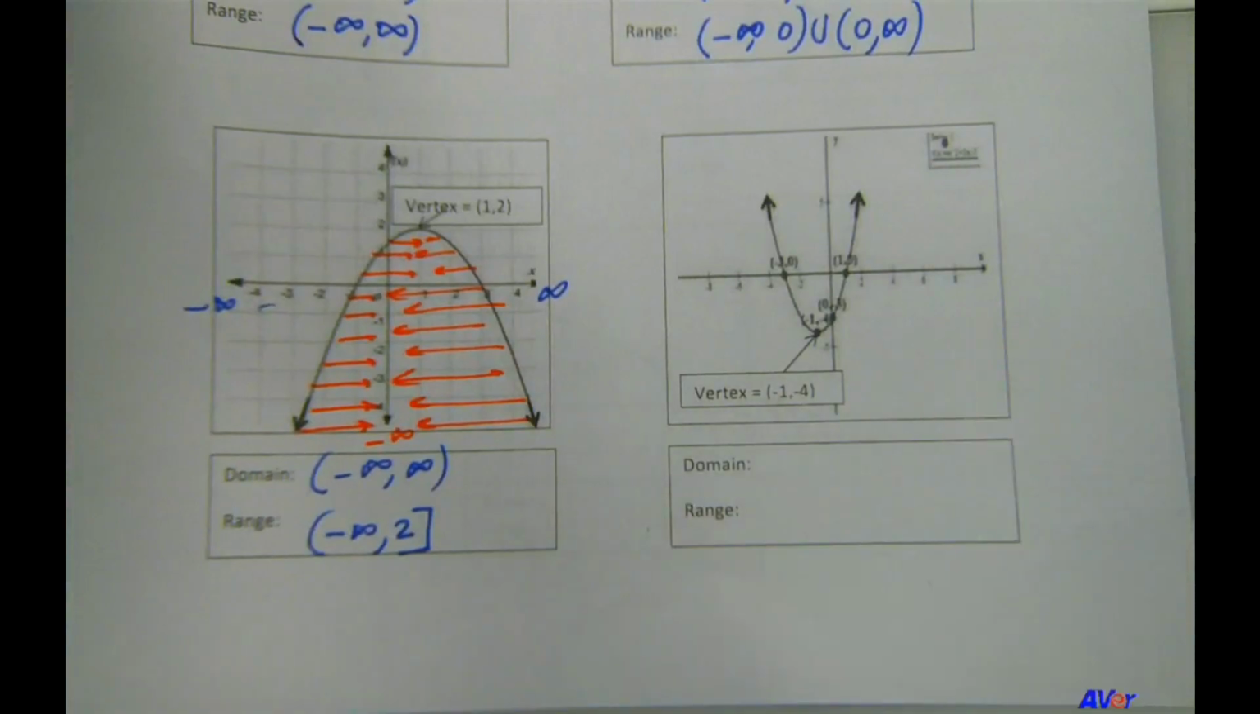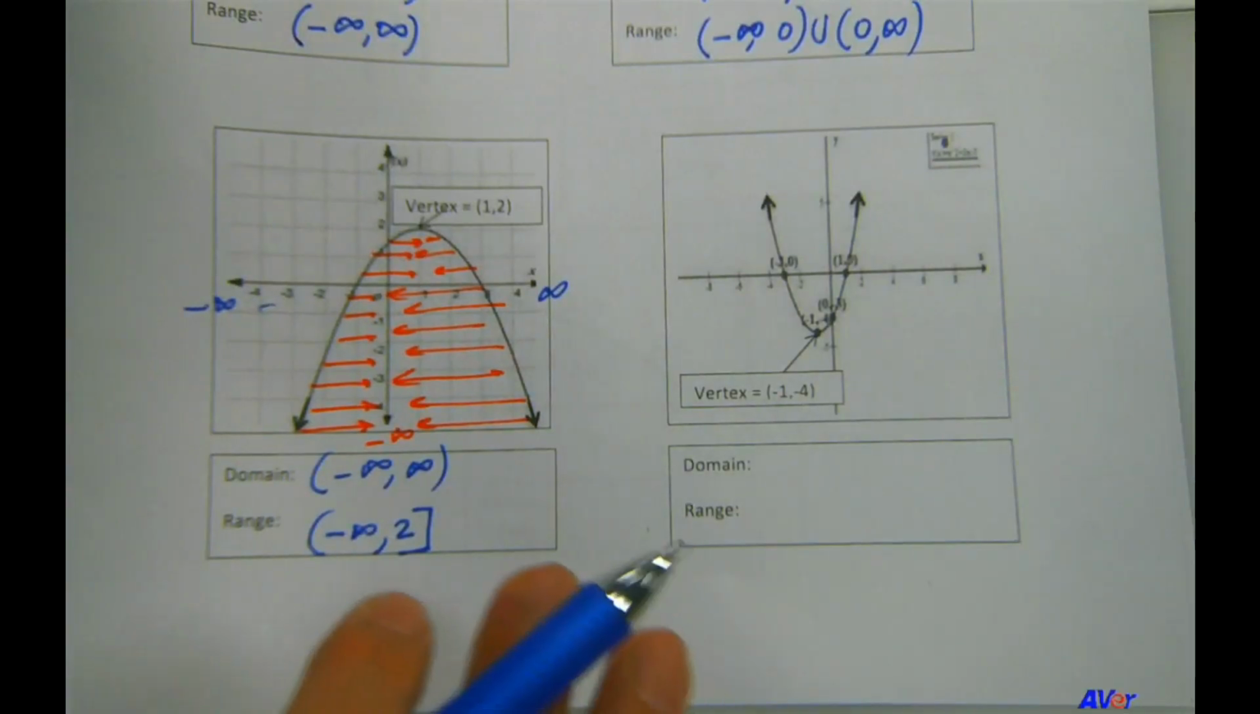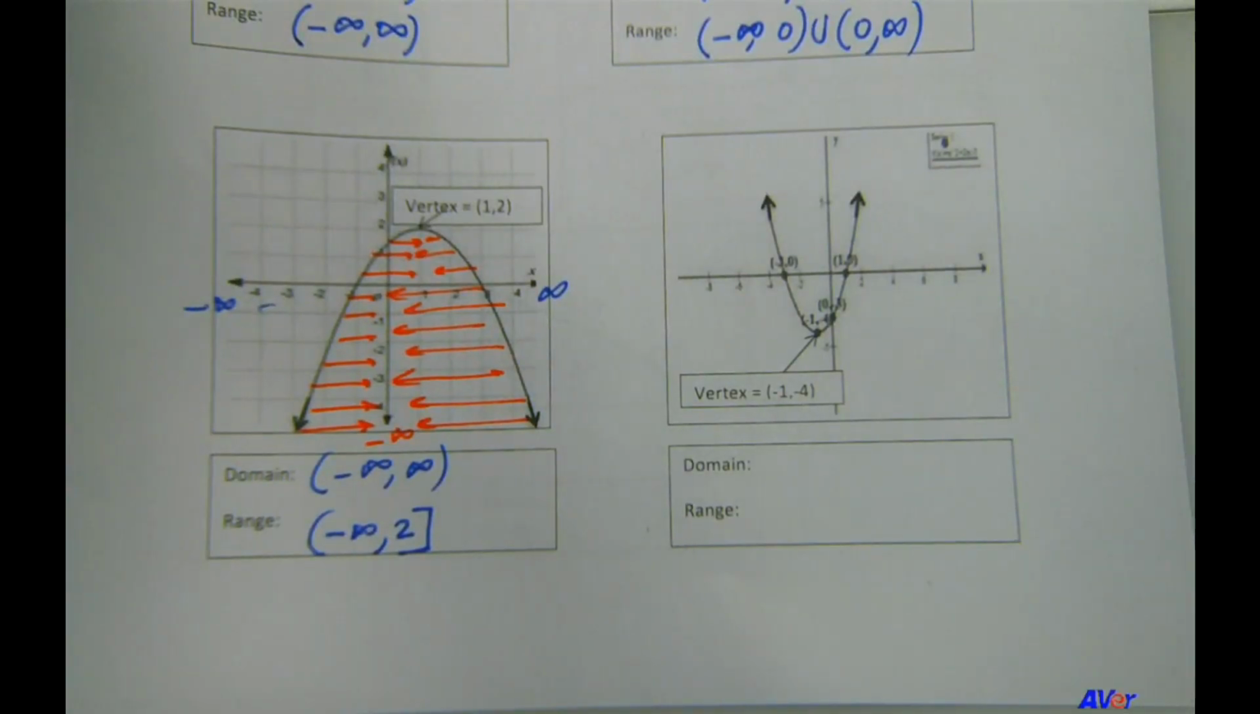So again, when you write down the domain, you have to force your eyes to look at the behavior of the graph with respect to the x-axis. For the range, you have to force your eyes to look at the behavior of the graph with respect to the y-axis. Because there are two things happening, right? Domain and range are two things happening at once. You need to be able to visually distinguish what the graph is doing with respect to each axis.